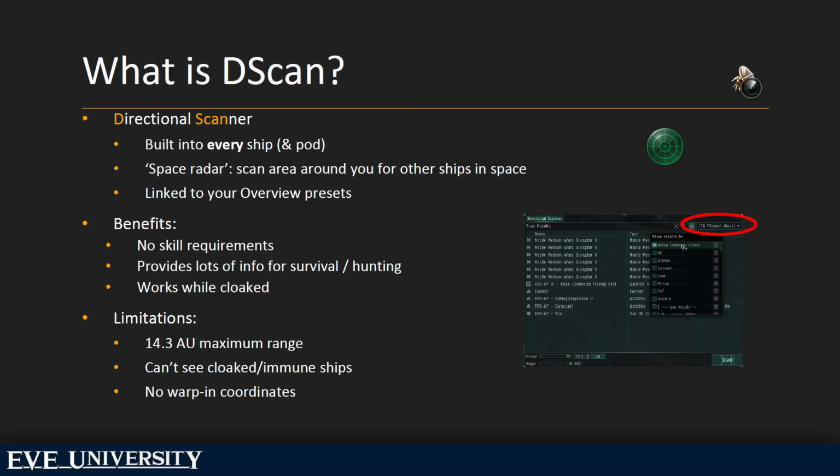And DScan, unlike the overview or the probe scanner window, will not provide you the warping coordinates. So you cannot use the directional scanner to warp to the object. You can only use it to see if this object is present within the specified range and angle, but you cannot warp to it.